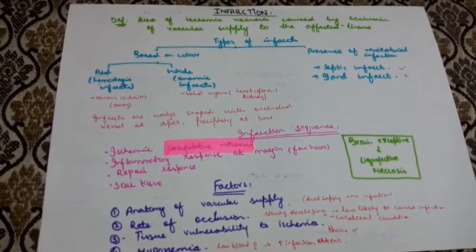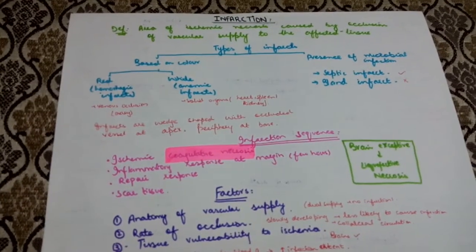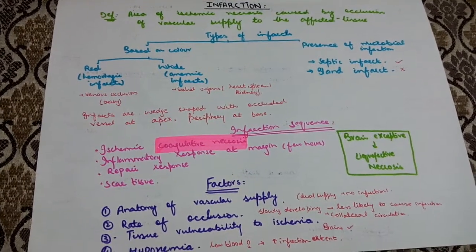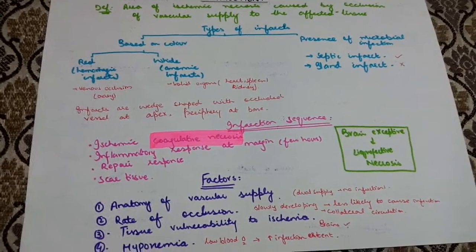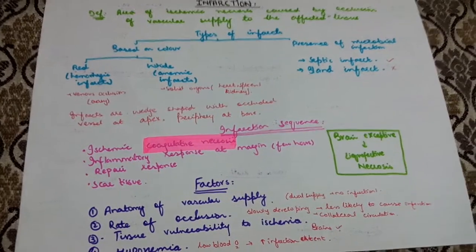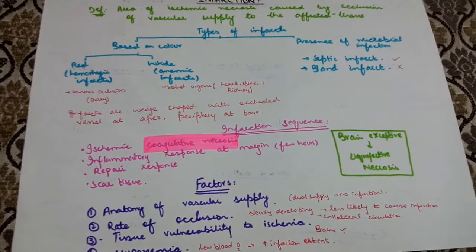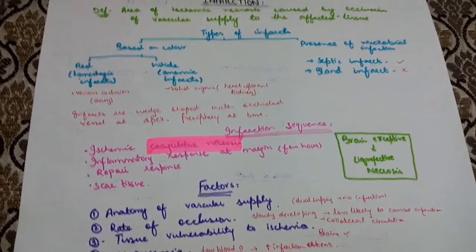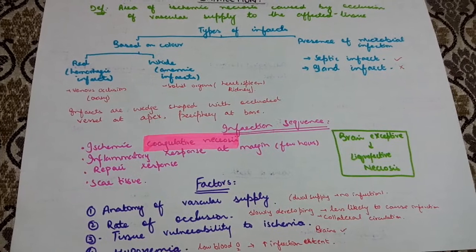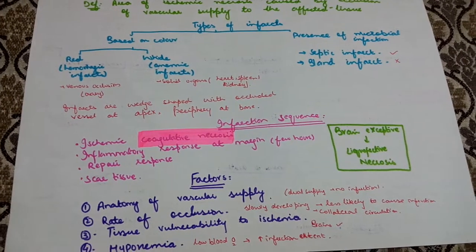Let's talk about infarction. It is defined as an area of ischemic necrosis caused by occlusion of vascular supply to the affected tissue. Types of infarction are based on color or based on presence of microbial infection. Based on color: red, hemorrhagic infarcts, and white, anemic infarcts.